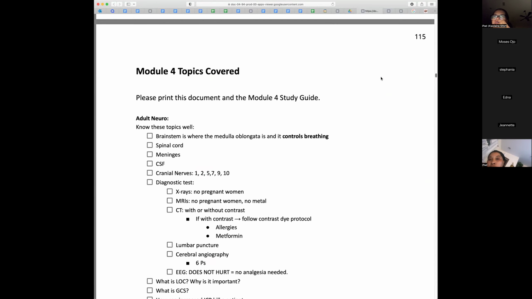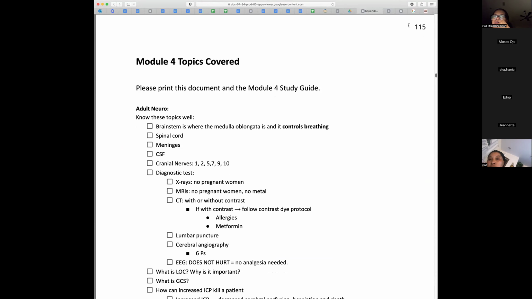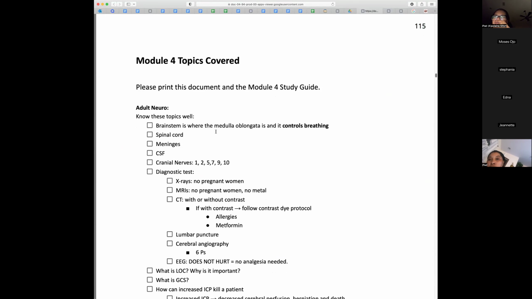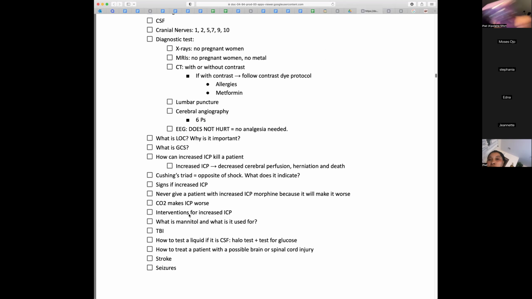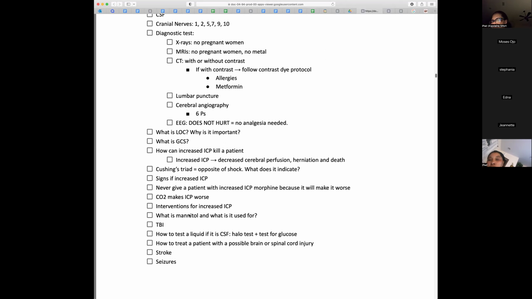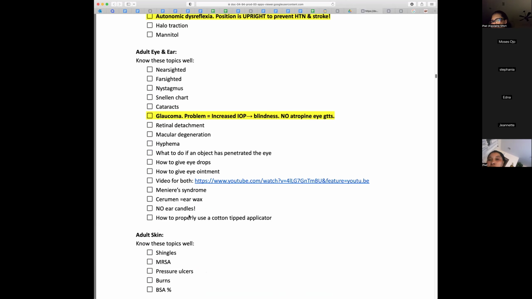So module 4, when you open the study guide that I emailed you or sent to WhatsApp, it says page 115 at the top. The beginning of each module has something called the topics covered. These are the important things. If you can answer these questions or talk about these things, then you know the subject well and you're ready for the NCLEX.